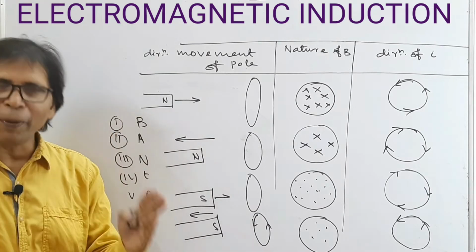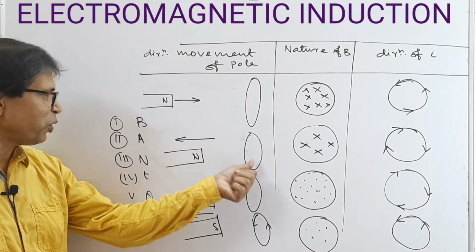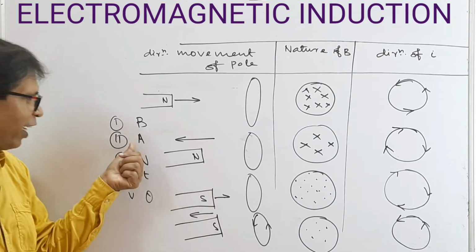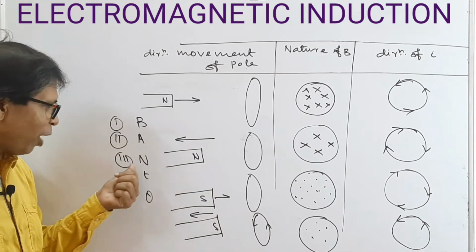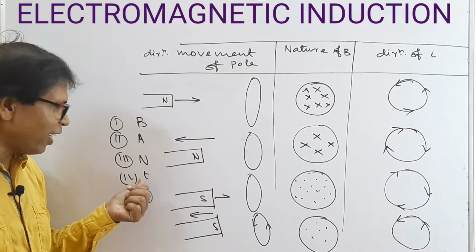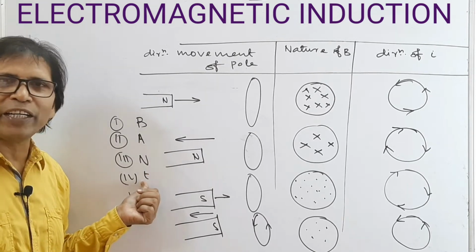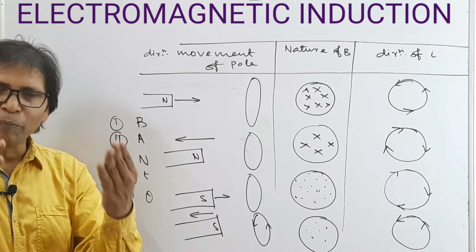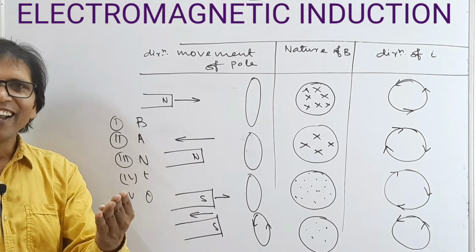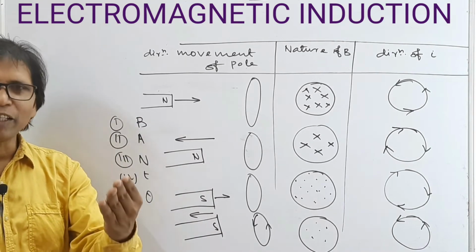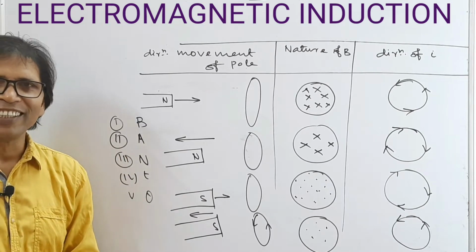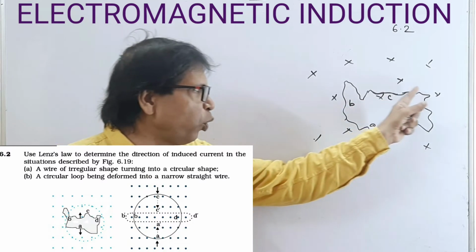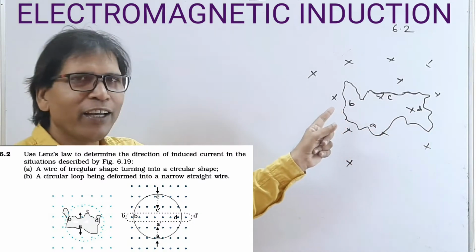So there are 5 factors on which induced current depends. This is the strength of the magnetic field, this is the area of the coil, this is the number of turns in the coil, this is the time during which the movement takes place, and the angle, that is the direction of movement of the magnet. Now some examples related to it. This is the inward magnetic field. Now this is a closed flexible wire.